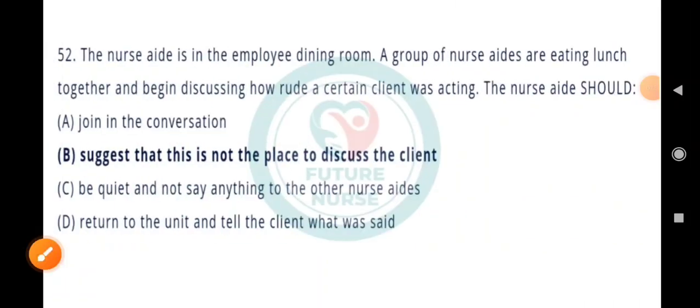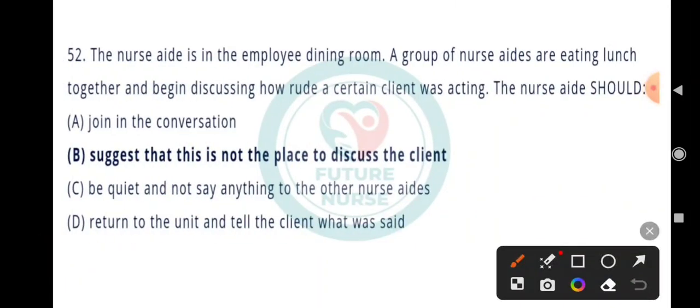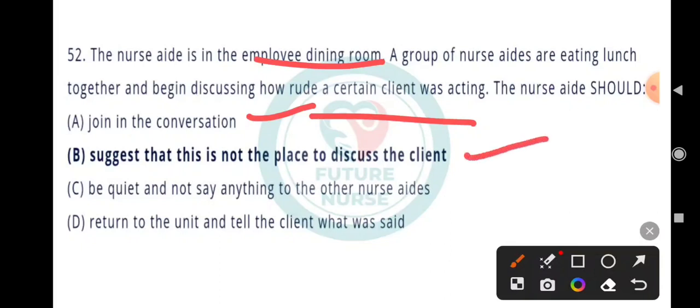Next question. The nurse aide is in the employee dining room. A group of nurse aides are eating lunch together and begin discussing how rude a certain client was acting. The nurse aide should: join in the conversation, suggest that this is not the place to discuss the client, be quiet and not say anything to the other nurses, or return to the unit and tell the client what was said. So the correct option suggests that this is not the place to discuss the client.